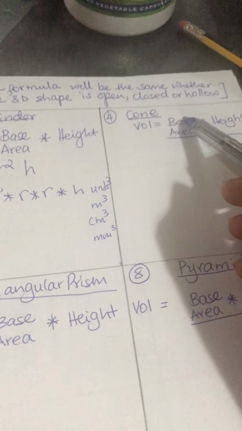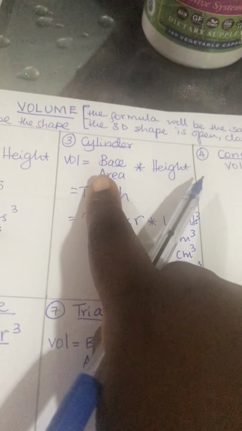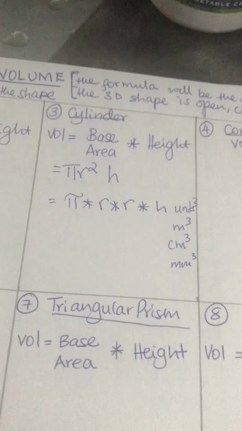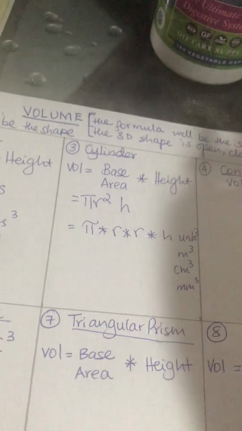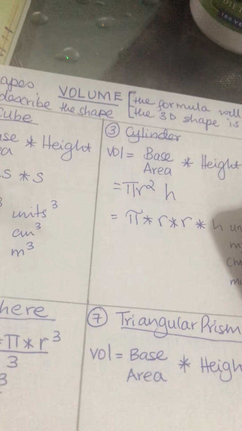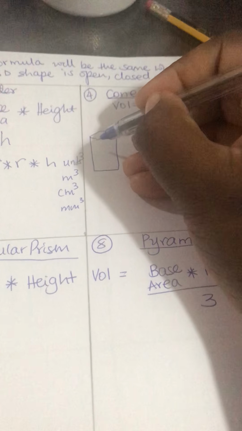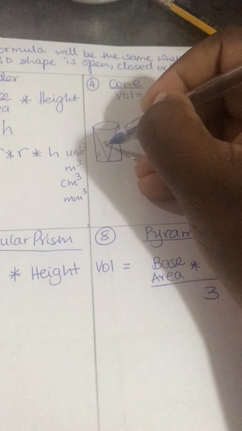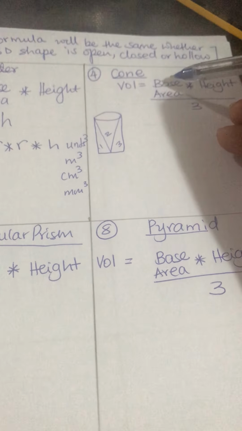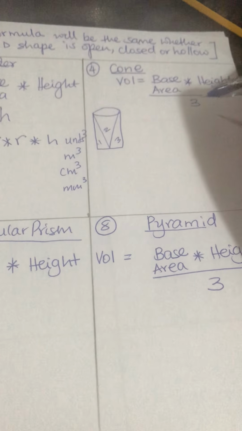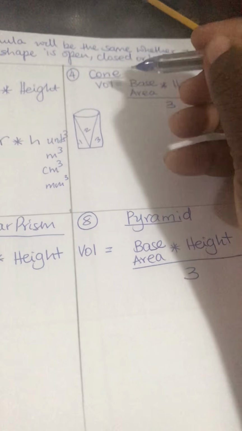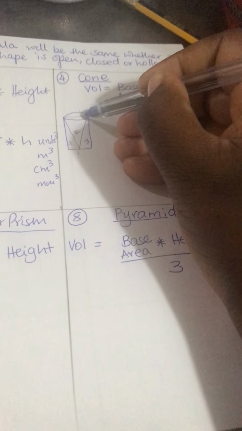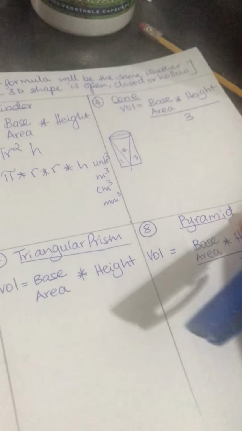Volume of a cone. Volume of a cone is the same as volume of a cylinder divided by three, because in a cylinder, there is three cones. Okay? So how do I know? If I draw a cone, so there's three of them. One, two, three. So that is why I know when I divide the volume of a cylinder by 3, it will give me the volume of a cone, as long as their height is the same and the diameter is the same. Okay?